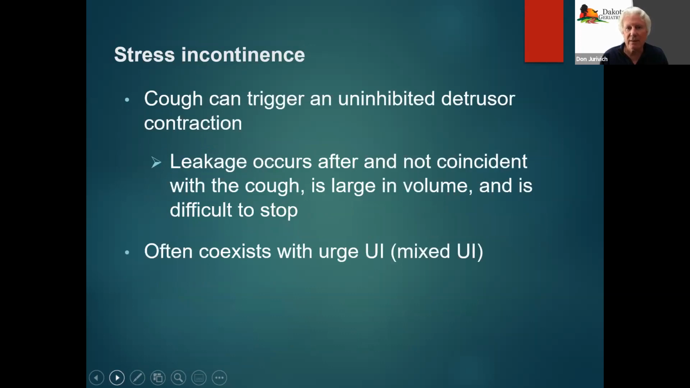So with stress incontinence, I mentioned the cough, which can also trigger this detrusor instability. Usually the leakage occurs a little bit after the cough, and that would be indicative of stress incontinence. Once the urine is spilled, it's hard to prevent it from stopping. And again, it's often part of a picture of what we call mixed urinary incontinence, with both urge and stress elements. Next slide, please.